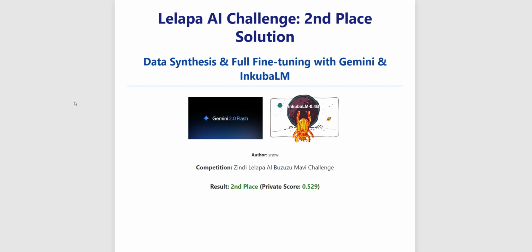The best part, this solution is end-to-end implemented and executed on Kaggle notebooks, which is free and reproducible. My solution combines data synthesis and full fine-tuning with two key models, Google's Gemini and the competition-mandated InkubaLM.